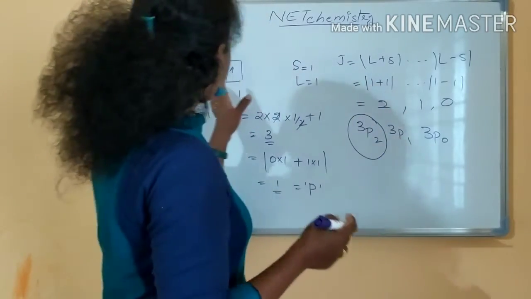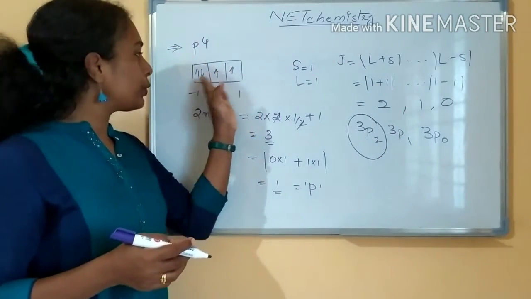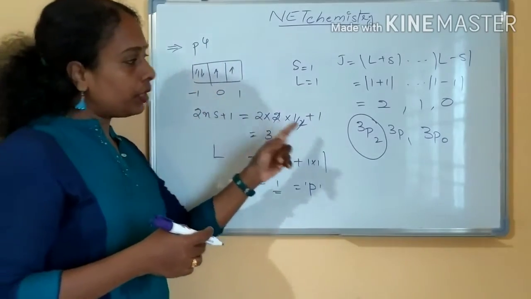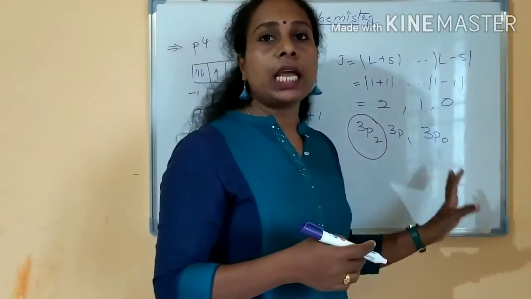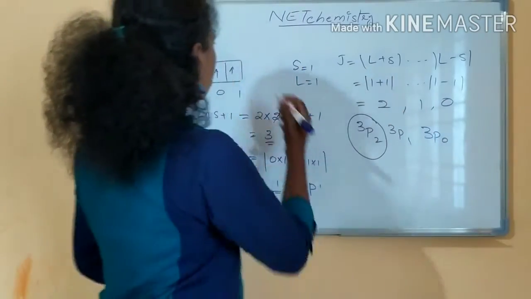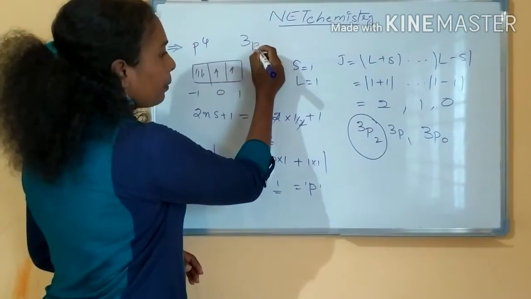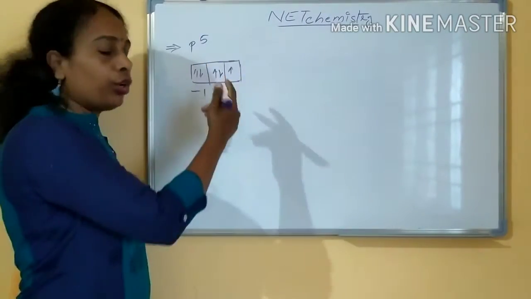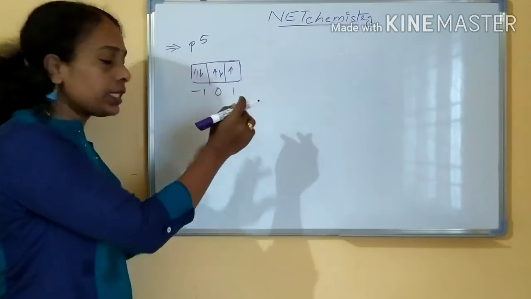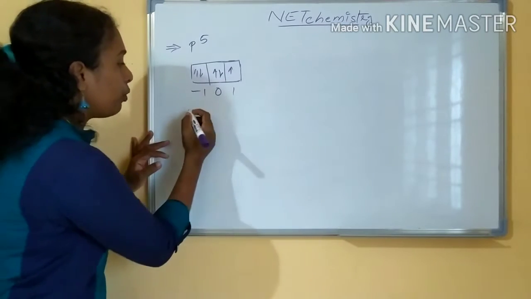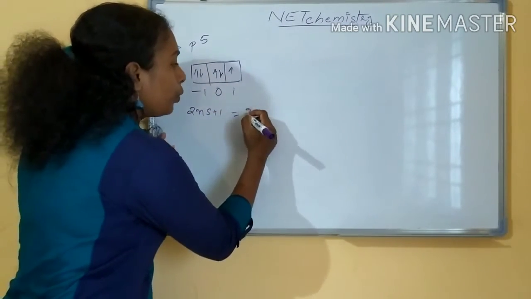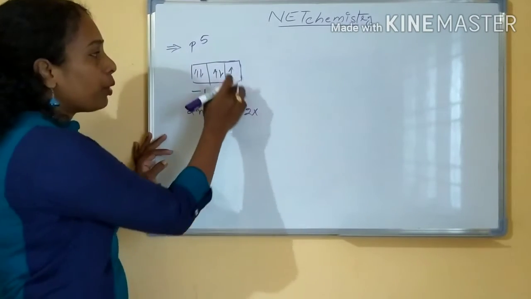Why? This is more than half filled, right? It is not less than half filled. p4 is there, so it is more than half filled. So you have to consider the higher J value. Ground state term symbol is 3P2, right? Clear? Case of p5. The electronic configuration p5 will be like this. So first we have to see the number of unpaired electrons, 2S plus 1 value, you know, 2 into what is n? N is the number of unpaired electrons.